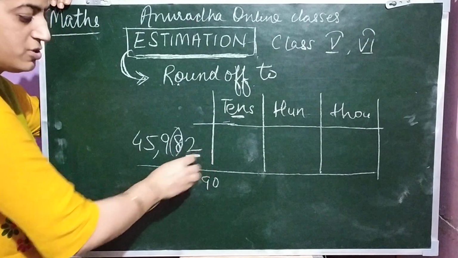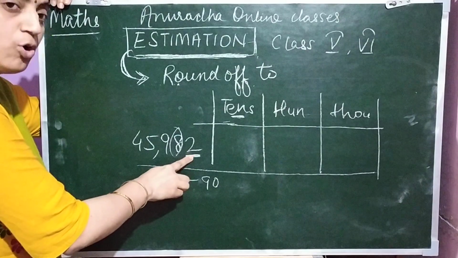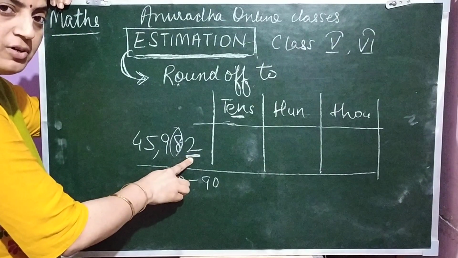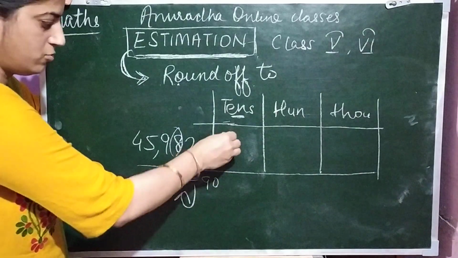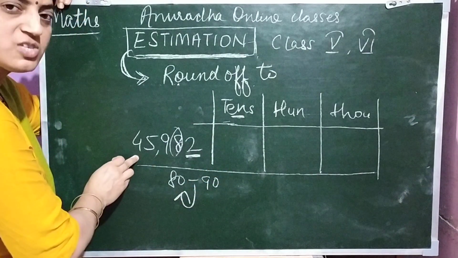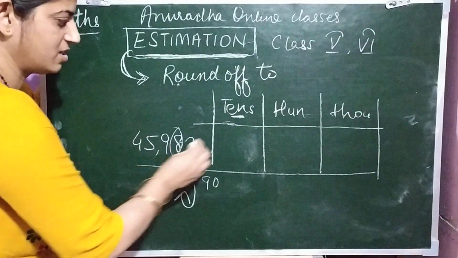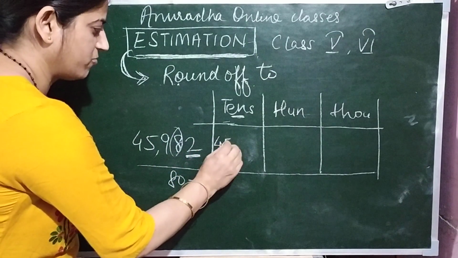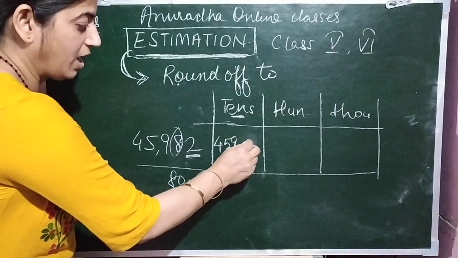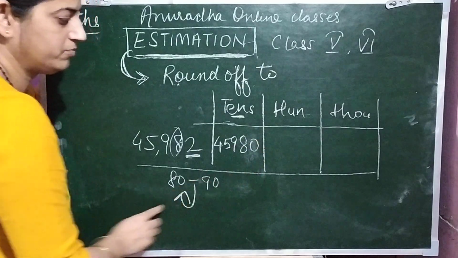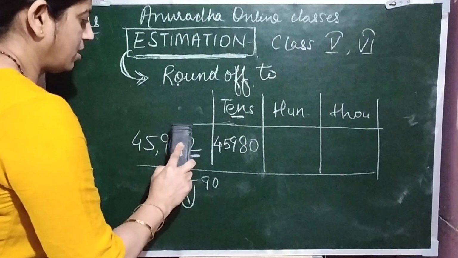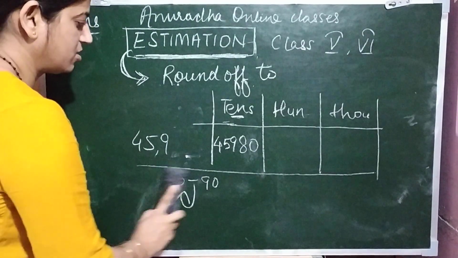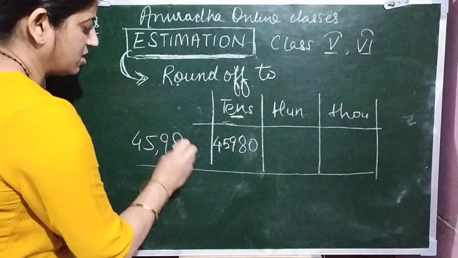Okay. Now 2. You have to see what? 2. It is more than or less than 5? It is less than 5, so it will go to this side. So what we'll write? These all numbers will be the same as they are. It will be written: 5, 9, 8, 0. Clear? Now come to the next. Here it is 82 now.